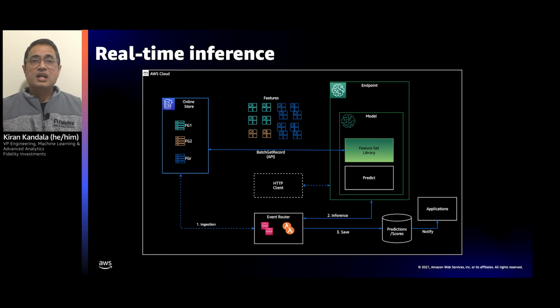We created a feature set library that reads a configuration file specific to the model. The configuration file is a mapping of the features and the associated feature groups required for the model. This feature set library also leverages batch get record API, which is used to retrieve features across feature groups. So in this example, you can see that we are retrieving 4 features from feature group 1, 2 features from feature group 2, and 8 features from our feature group that we have created in real time, referred to as FGR.